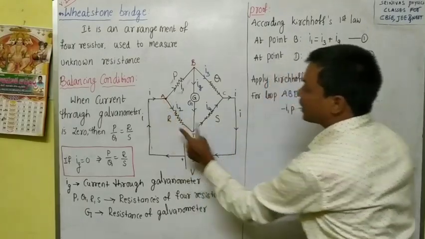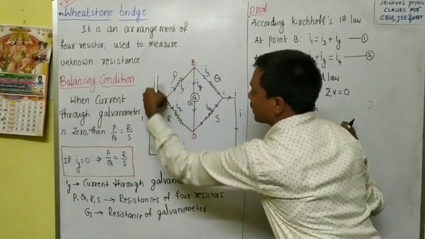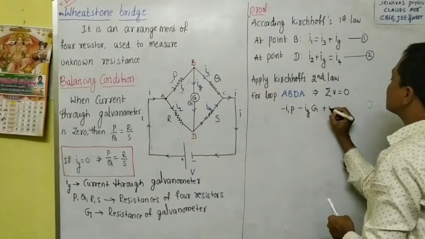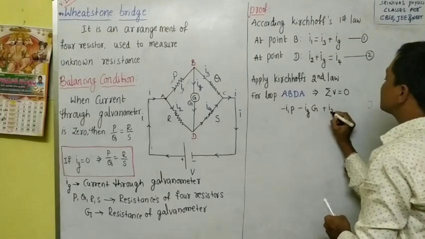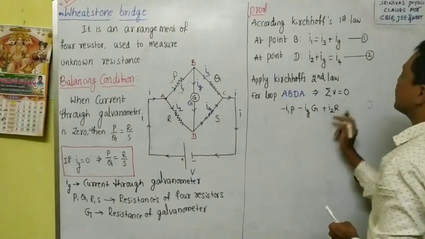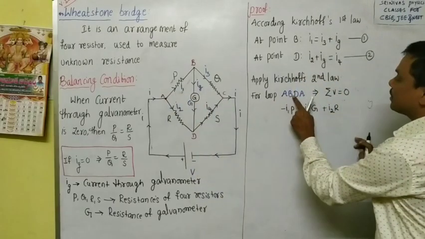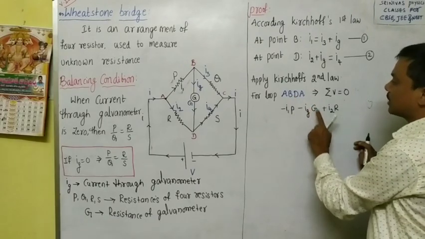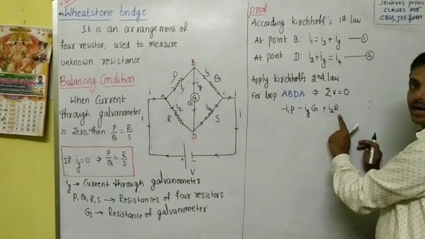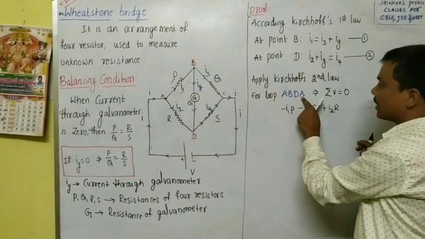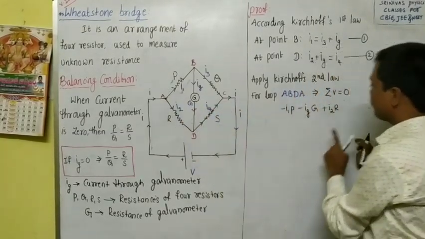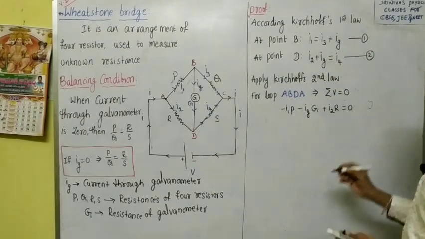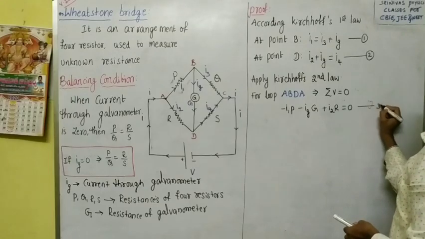Next, D to A. I am going in the opposite direction of the current. I am going this side, but the current is this side. That means you have to take the potential difference as positive, that is plus I2R. Again, A to B in the direction of the current, negative. B to D in the direction of the current, negative. D to A, opposite to the direction of the current, because I am going from D to A but the current is from A to D. That's why you have to take positive. This sum is equal to 0, right? This is equation 3.